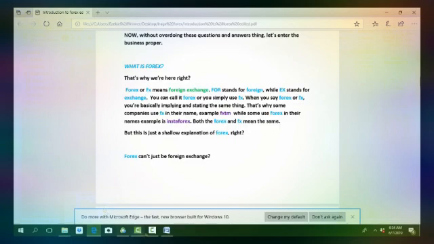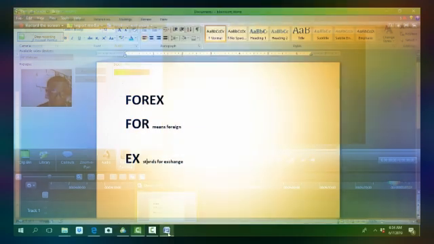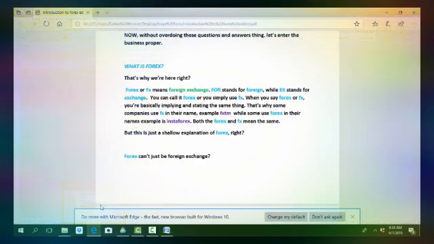What is being exchanged is currencies. Currencies are what is being exchanged in this situation, the currencies of different countries of the world. You can exchange US dollars for naira. You can exchange Australian dollars for naira. You can exchange Australian dollars for British pounds. You can exchange Australian dollars for Swiss francs.